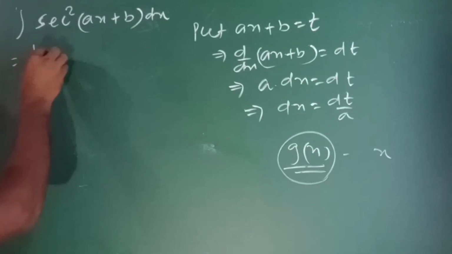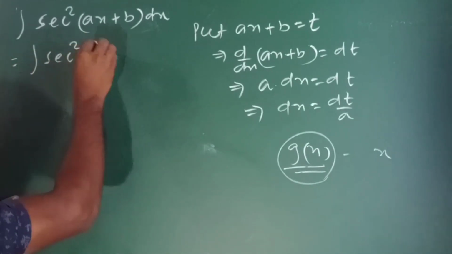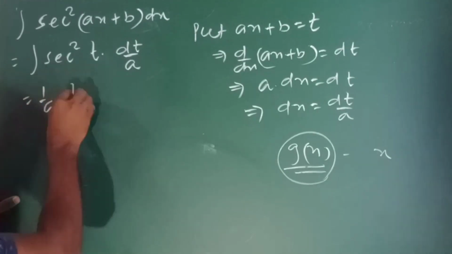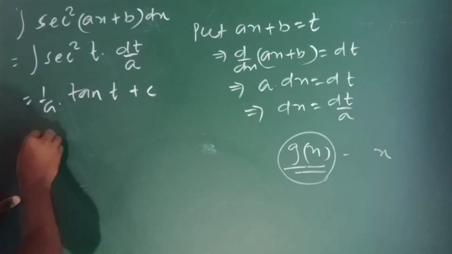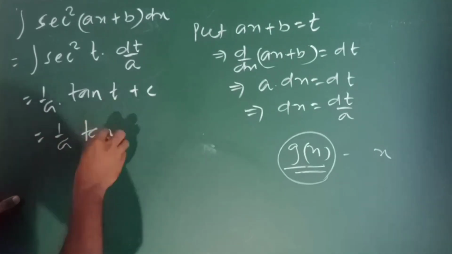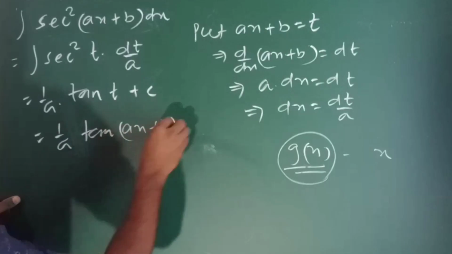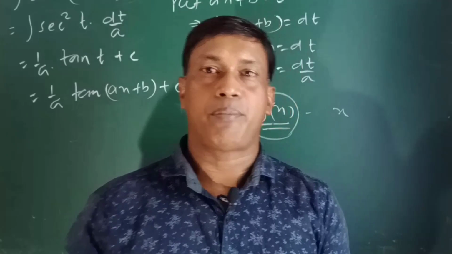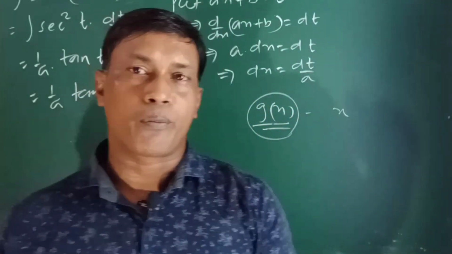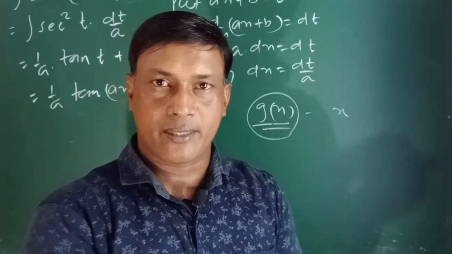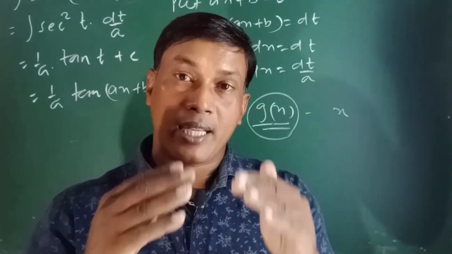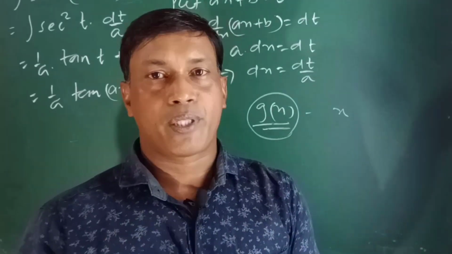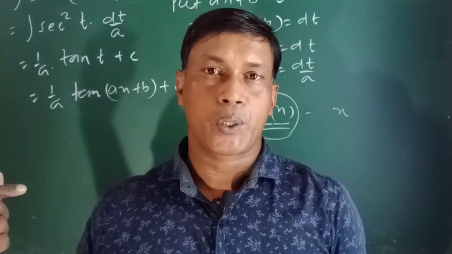And now the question is sec square t, and this is dt by a. 1 by a, the integration of sec square t is tan t plus c. This is 1 by a into tan (ax plus b) plus c. So by this you can replace x by ax plus b in all the standard formulas we have discussed in the first section. इन फर्स्ट सेक्शन में हम जितना सारा फॉर्मूलेस लिए थे, हर फार्मूला में आप x की जगह ax प्लस b ले लो और अप्लाई द सब्स्टिट्यूशन मेथड.